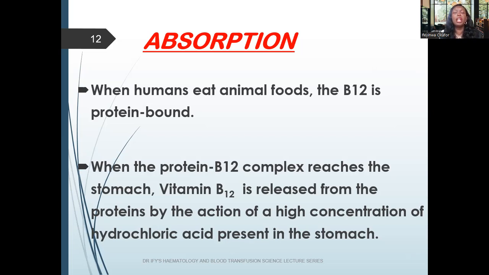Now, absorption of vitamin B12. When humans eat animal food, such as meat, fish, egg, most times the vitamin B12 is protein bound in this animal food. So when we consume it as a complex, that is this.